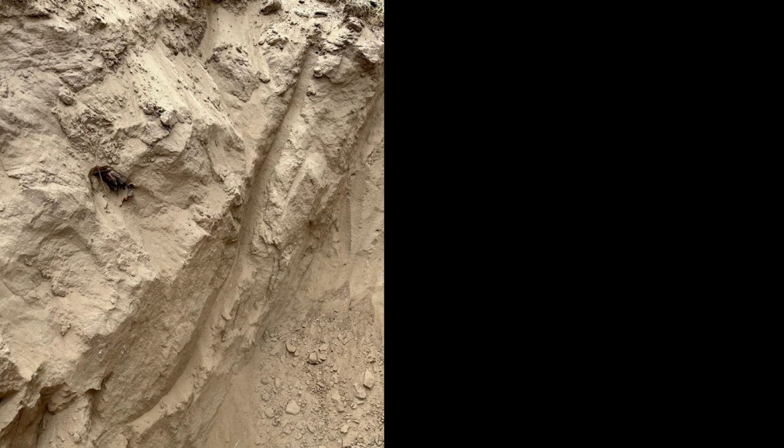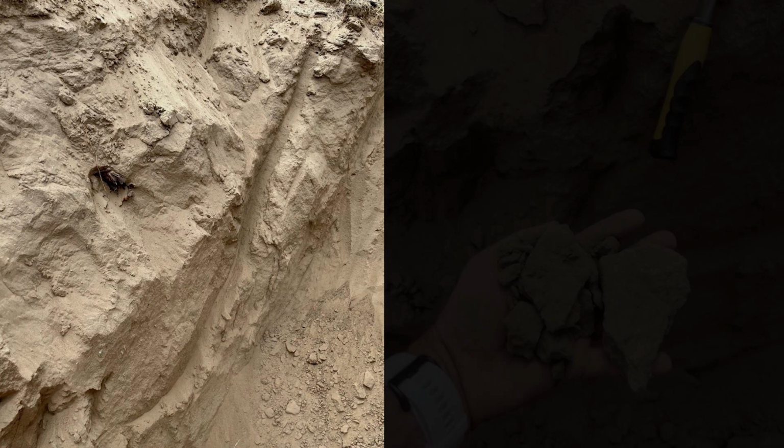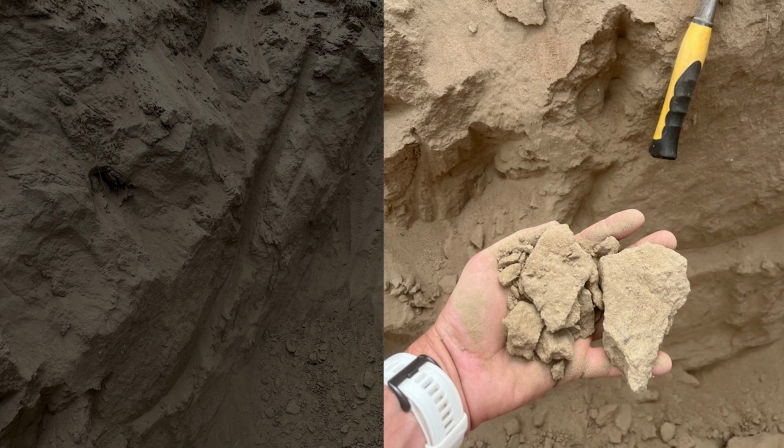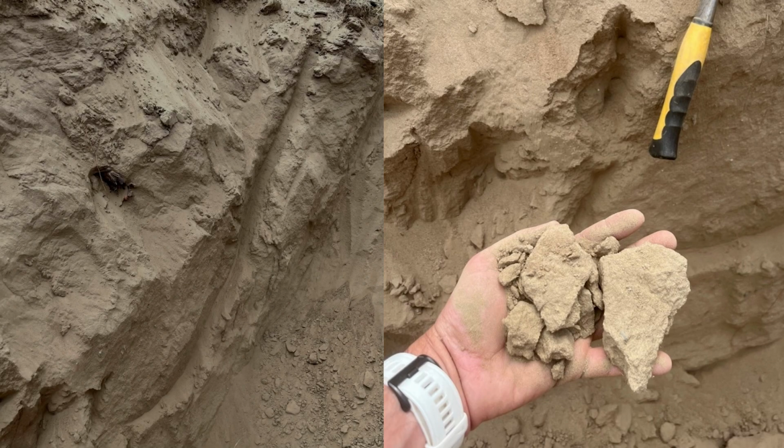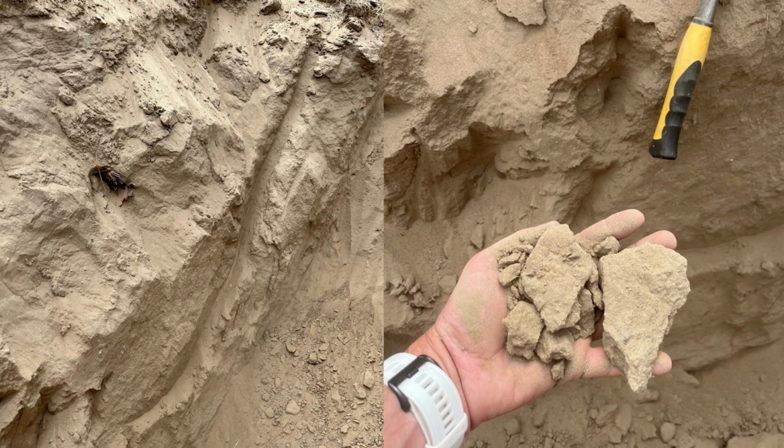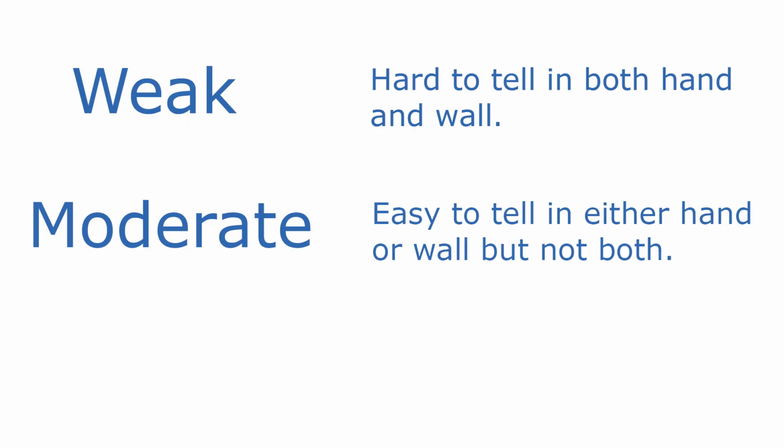In this picture, it is not obvious what the structure is in the wall, but when some PEDs are knocked out of the wall into the hand, it's very clearly angular blocky. Because it is clear in one place and not the other, this would be called moderate angular blocky structure. If it was obvious in the side of the test pit, but then it was hard to identify in your hand, it would also be moderate because it is clear in one place and not the other.